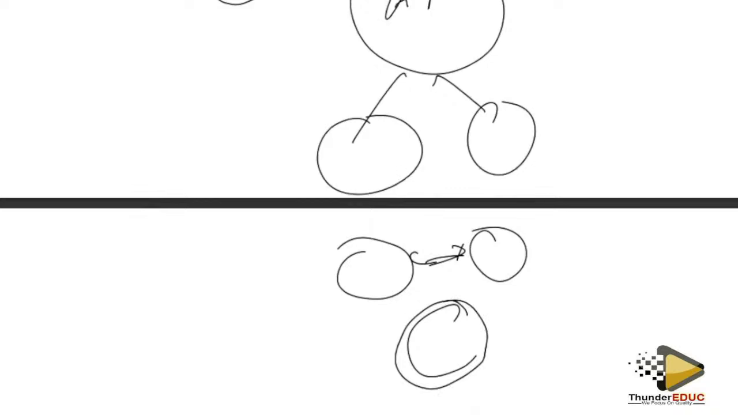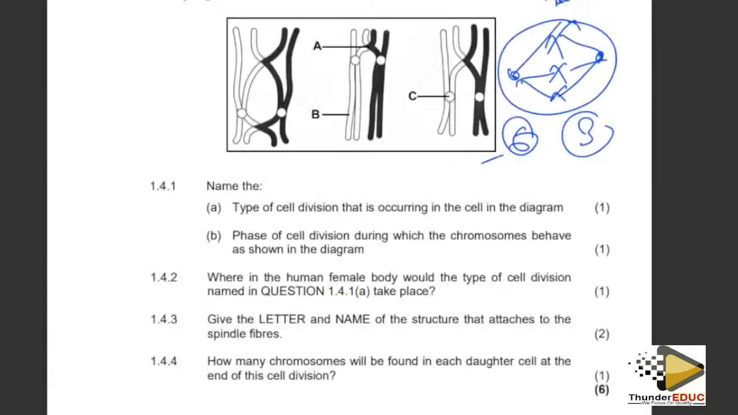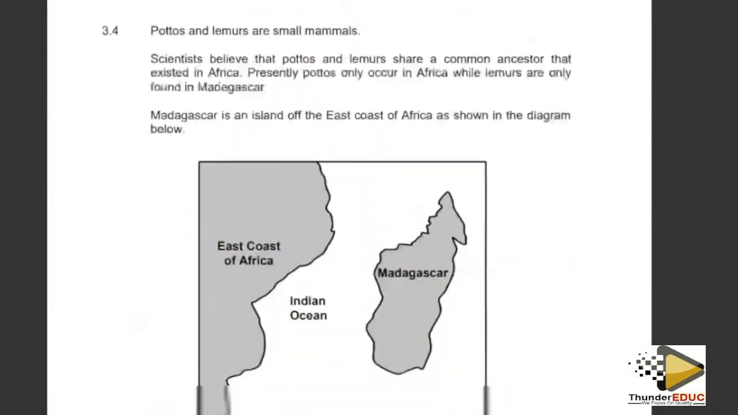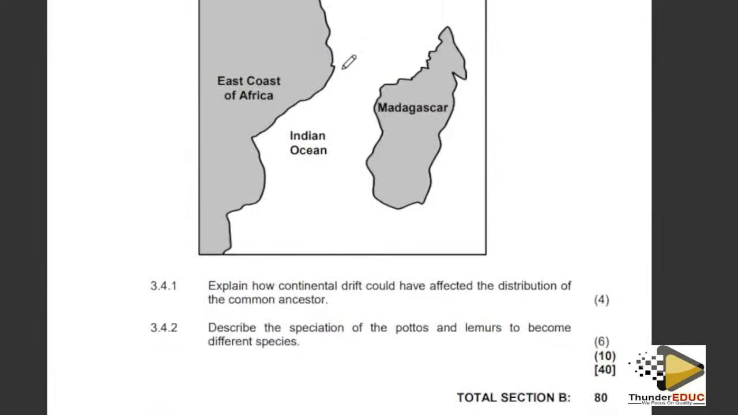You have a population of A, so you have to tell us that there was one population. Now the population is divided into 2 by a geographical barrier. You have to tell us the geographical barrier. Let me show you, because I saw a question here. So what is the geographical barrier here? The geographical barrier describes speciation of poto and lemurs. How did they become different species?